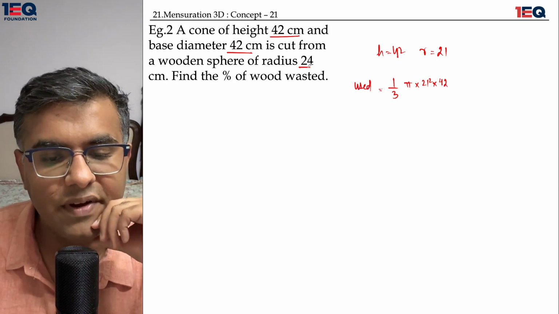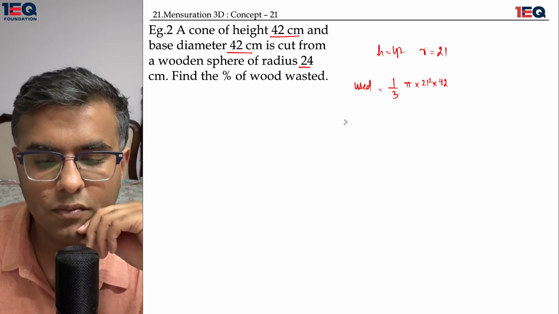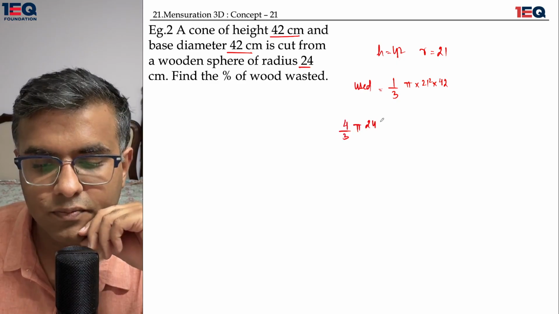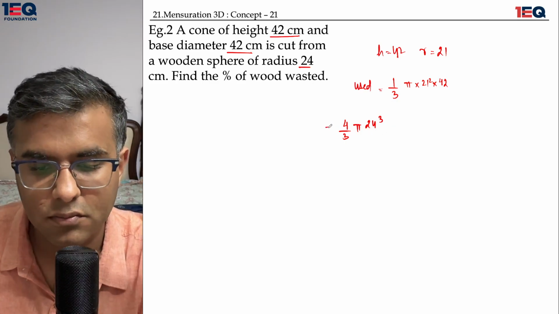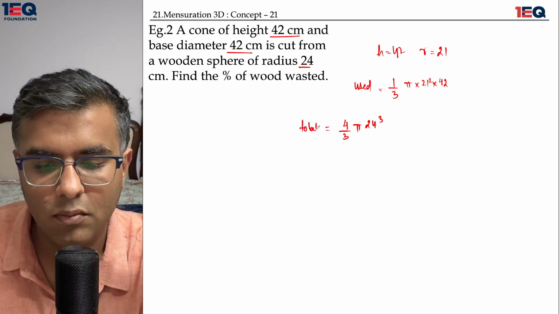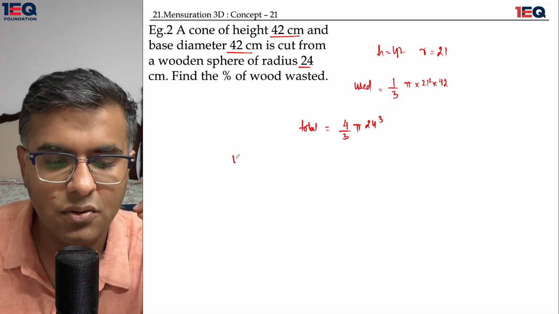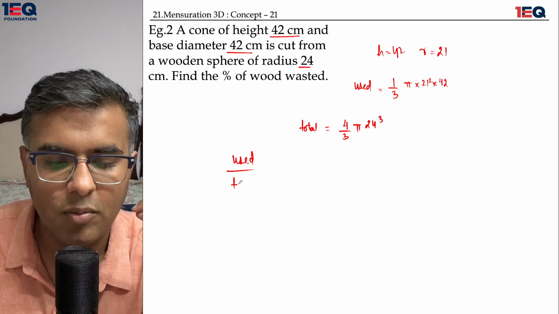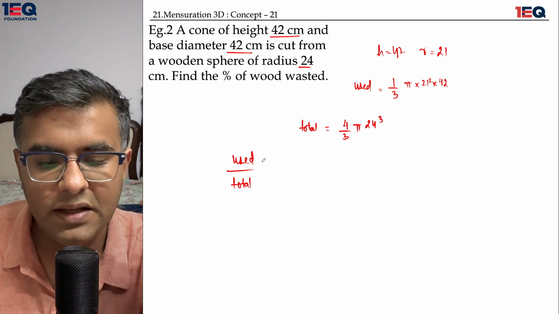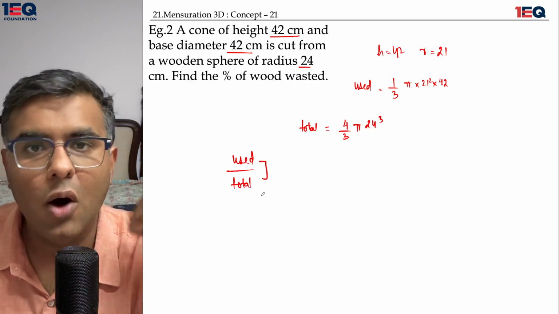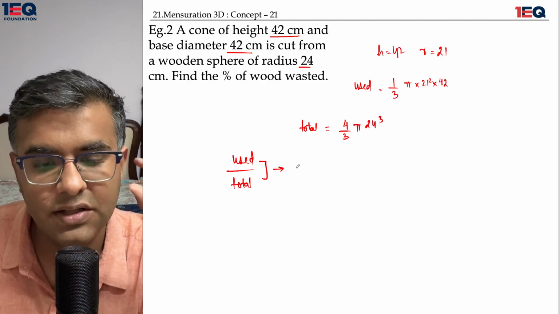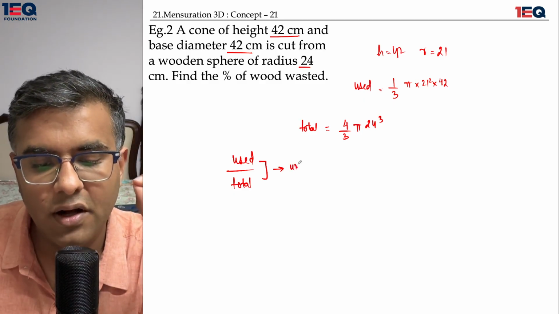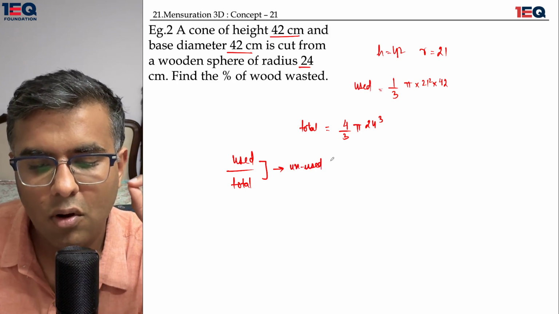What about a wooden sphere of radius 24? 4 by 3 pi 24 cube. This is the total one. If I find out the ratio of used upon total, and in the end I subtract the used out of the total, then I would get the percentage or the fraction of the unused or the wasted.